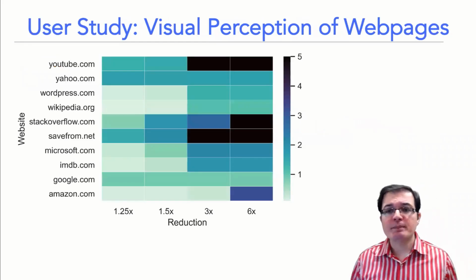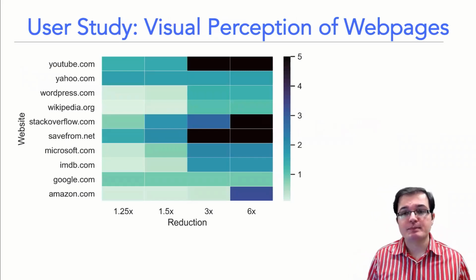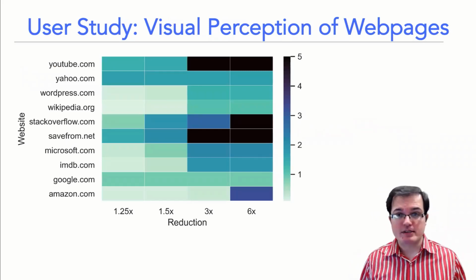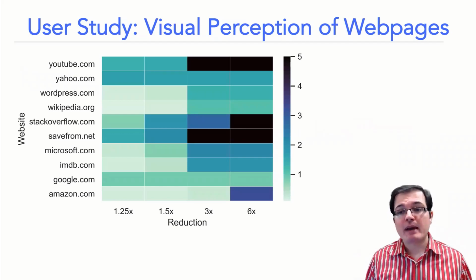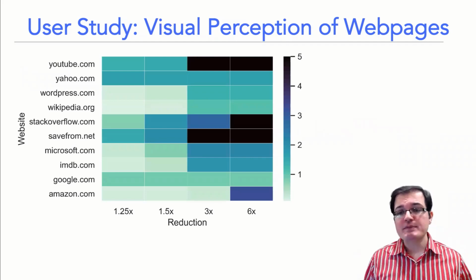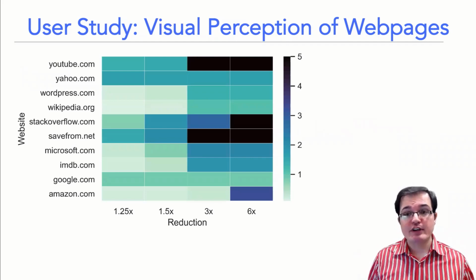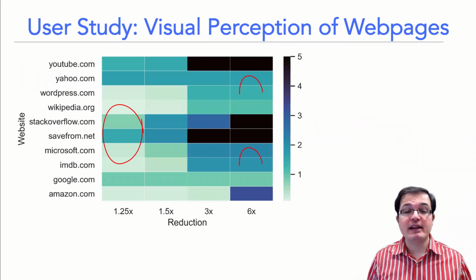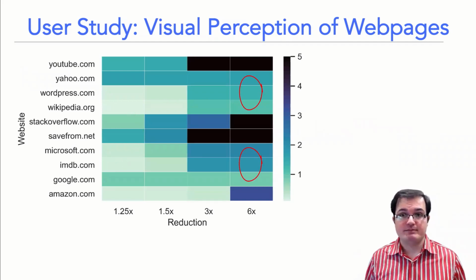We showed these low complexity versions to each participant and asked them to rate the page look similarity and page content similarity. The figure shows the heat map of user ratings, where lighter shades reflect greater similarity. We found that while almost all websites were rated to be quite similar to the original version at 1.5x reduction, some exhibited a good degree of similarity even at 6x reduction.